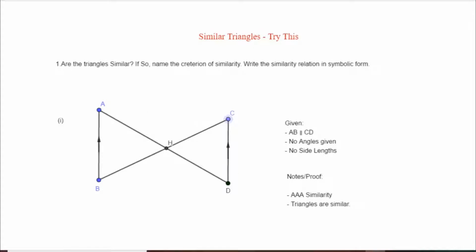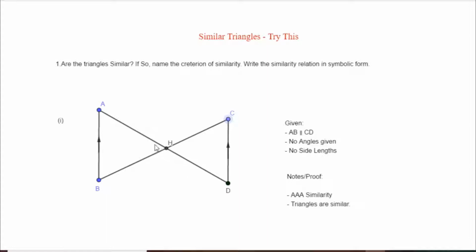Question number 1. Here, two triangles are formed due to intersection of lines AD and BC between two parallel lines AB and CD. Since no angle is given, we will try to explore the angles using these parallel lines and intersecting lines. Here, there are two types of angles formed because of these parallel lines and the two intersecting lines.